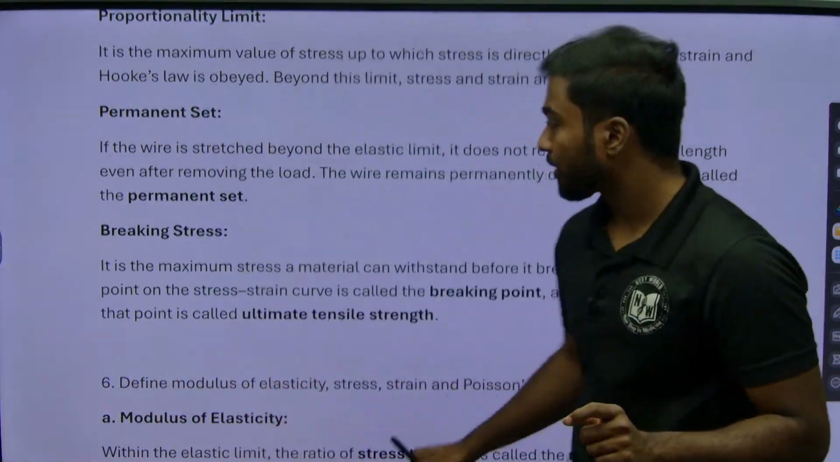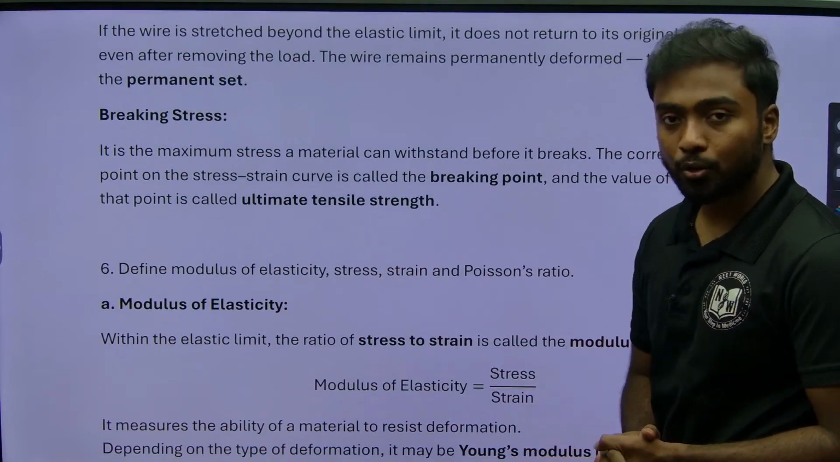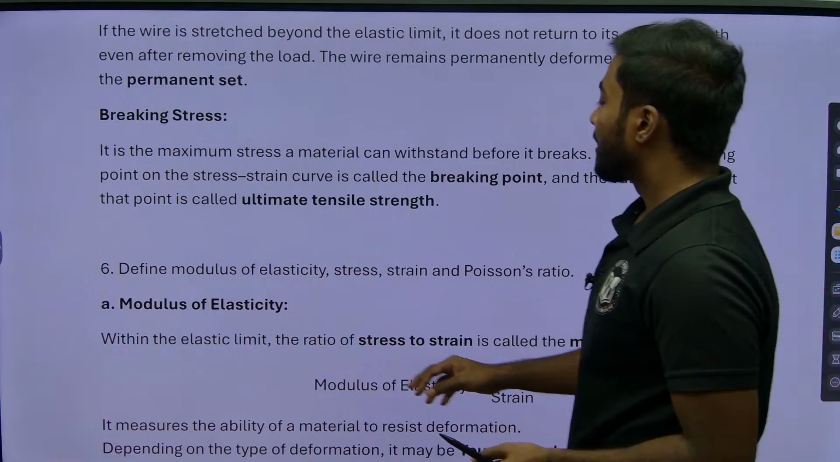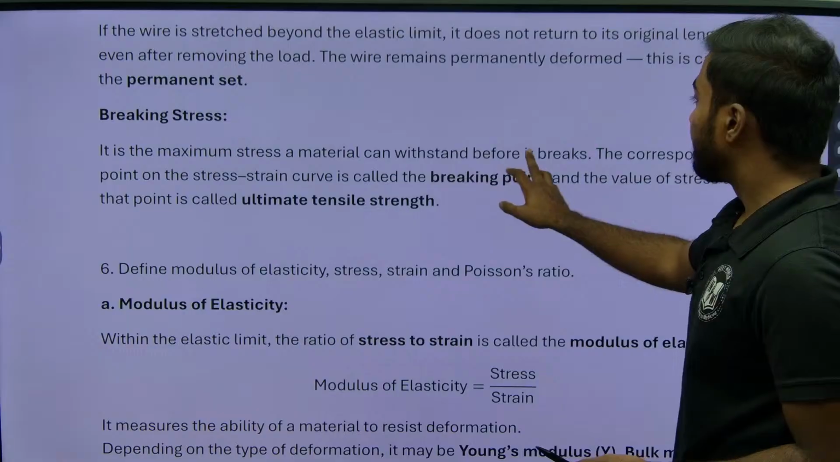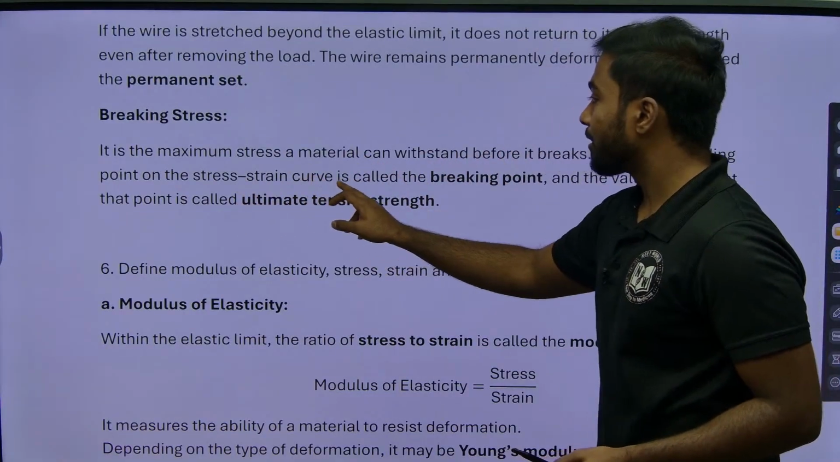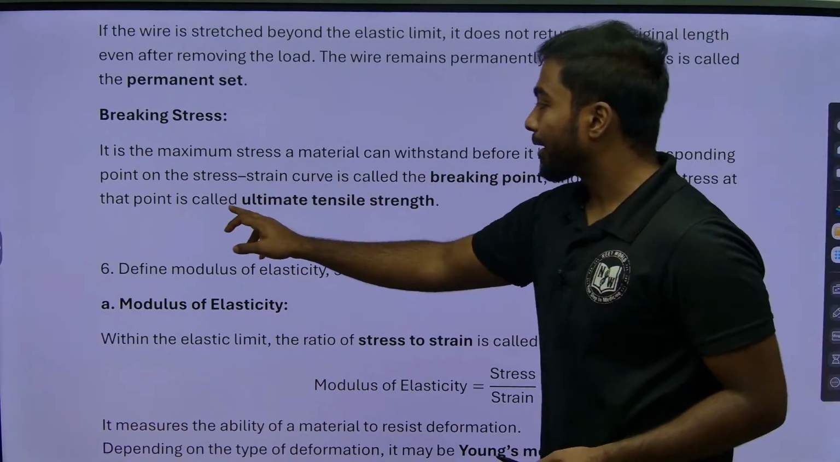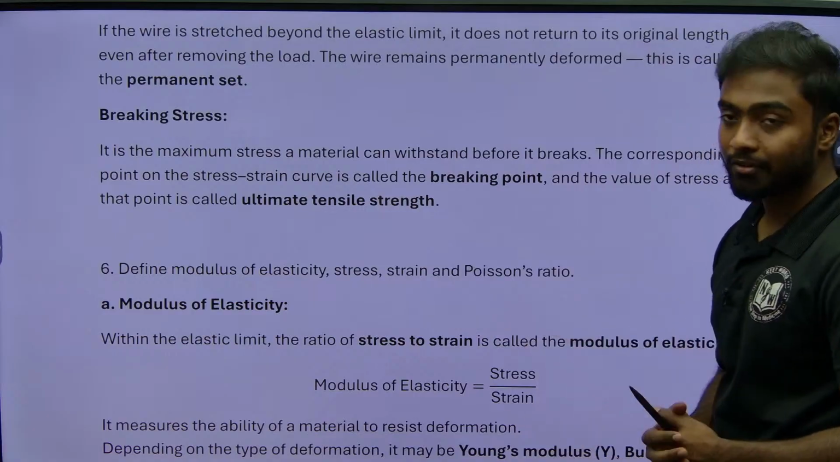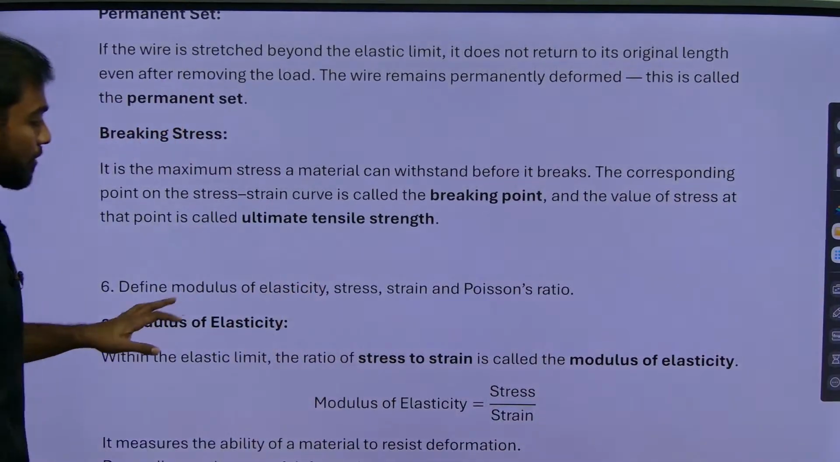Plastic behavior. Breaking stress is ultimate tensile strength. We have talked about tensile strength. It is the maximum stress a material can withstand before breaking. The corresponding point on a stress strain curve is called the breaking point, and the value of stress at that point is called the ultimate tensile strength. This is the thing, got it?